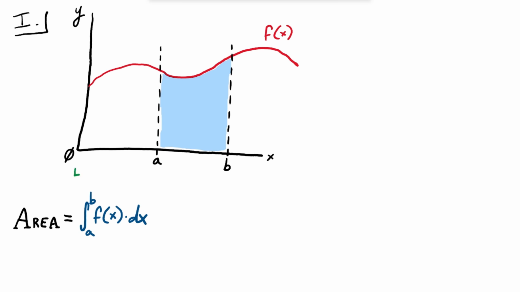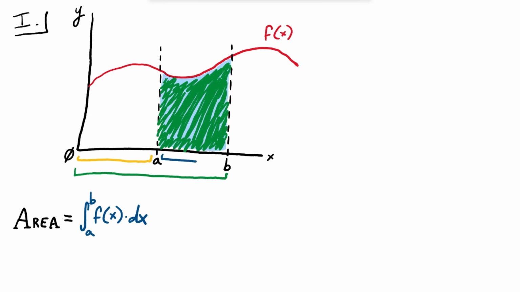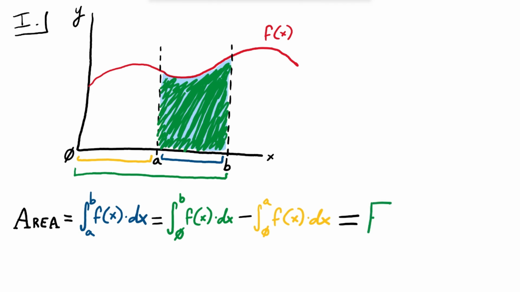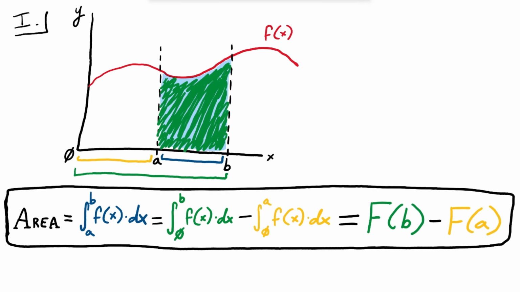Intuitively, we can notice that if we take this whole green area under our entire curve from 0 to b, and we subtract away from it this yellow area under our curve between 0 and a, we are left with just the blue area between a and b. This can be written as the integral from a to b is equal to the integral from 0 to b minus the integral from 0 to a, which can also be written using the antiderivative of f, which is denoted with a capital F. And this statement here is exactly our first fundamental theorem of calculus.